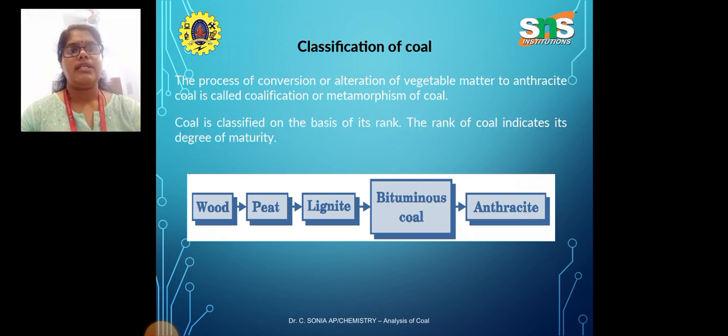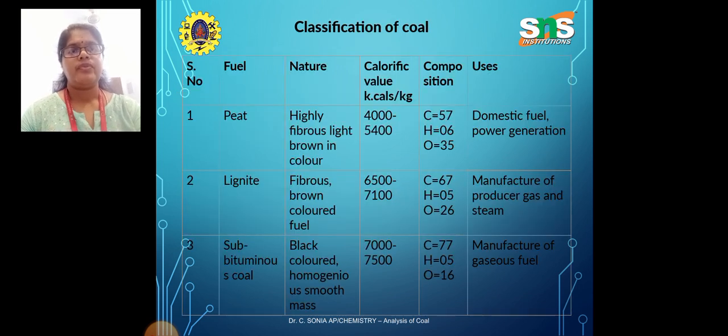So coal is classified on the basis of its rank. The rank of the coal indicates its degree of maturity. Here you can see that wood is the immature one and anthracite is the most mature type. So in the classification of fuel, we are going to see the nature of that fuel, calorific value in kilocalories per kg, then composition and the uses.